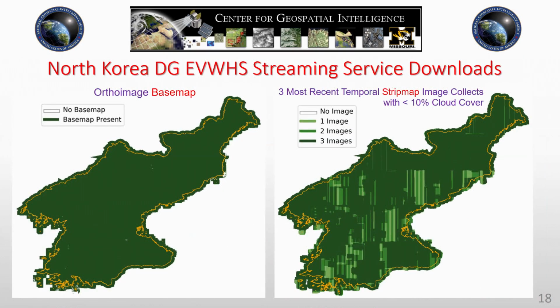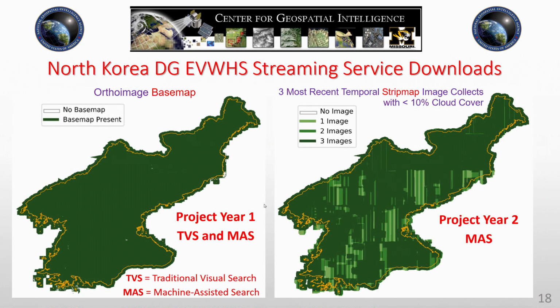All right, so in terms of the imagery, we are using the Maxar Enhanced View web hosting streaming services. We downloaded all of North Korea, the image base map, which is a product that's produced by Maxar. And so that's illustrated here on the left-hand side. In addition to the base map, we then also downloaded the 3 most recent, at the time we downloaded them, what we call strip map collects, which are not processed into a base map. They're not raw, but they're not further processed into a base map. And so we downloaded up to 3 for those, although in some areas we only get 1 or 2, and you can see that illustrated in the chart.